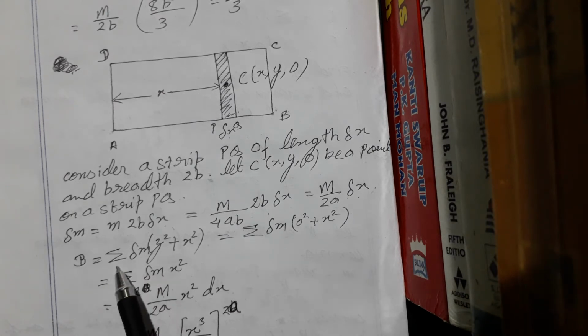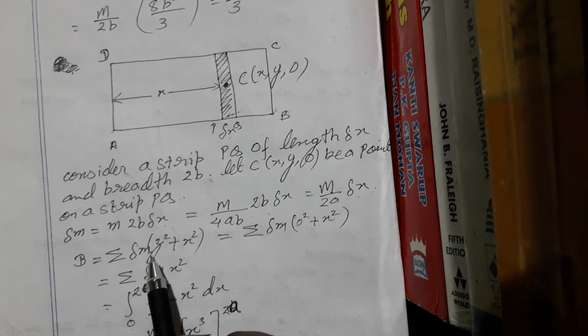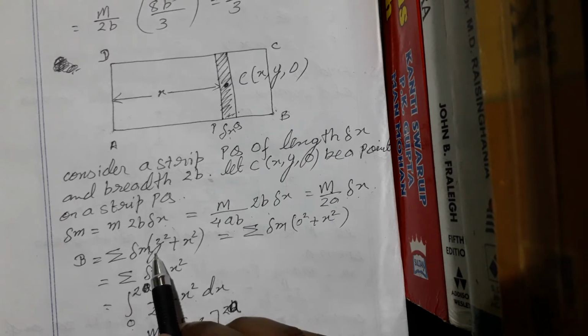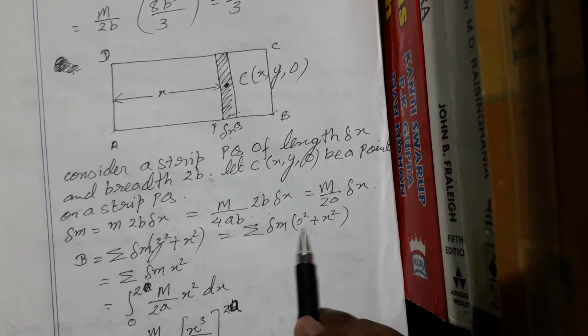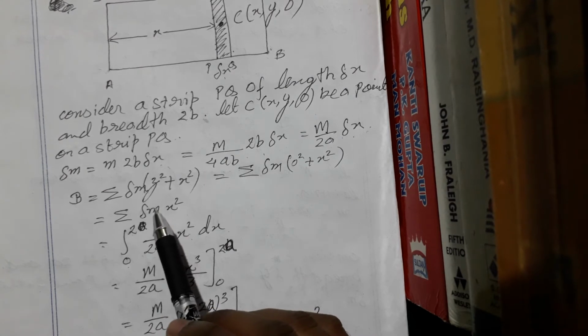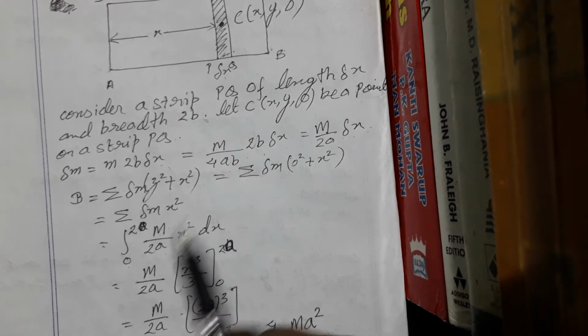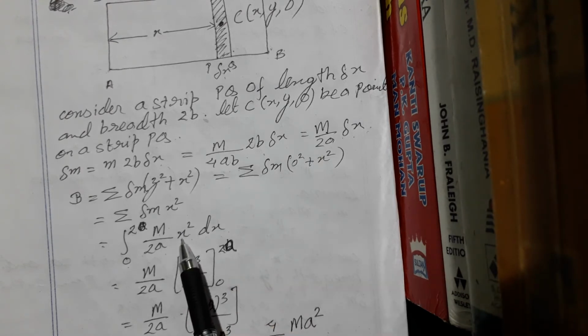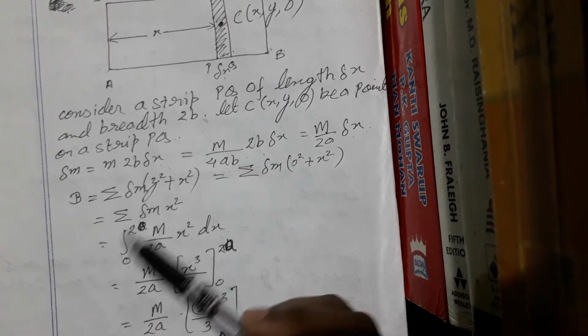We are finding the moment of inertia about the y-axis, and the formula is the sum of delta M times z squared plus x squared. The z coordinate is 0, so we get delta M x squared. We put the value of delta M, which is M by 2a delta x, and we write delta x as dx here, with the distance x squared.